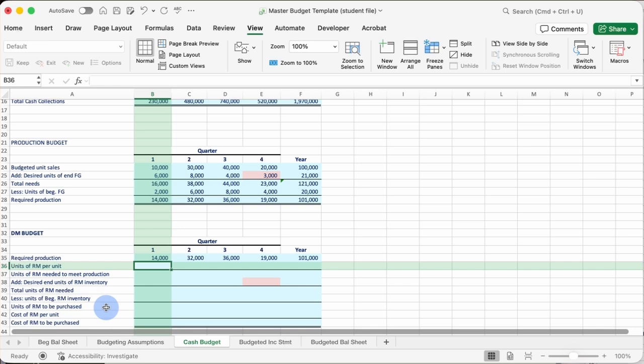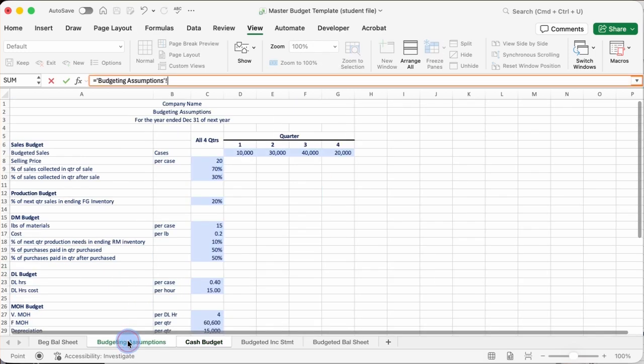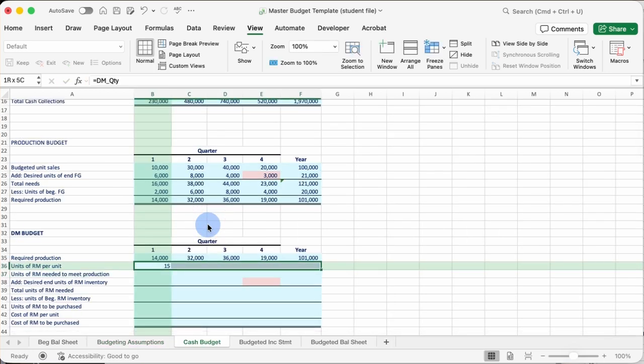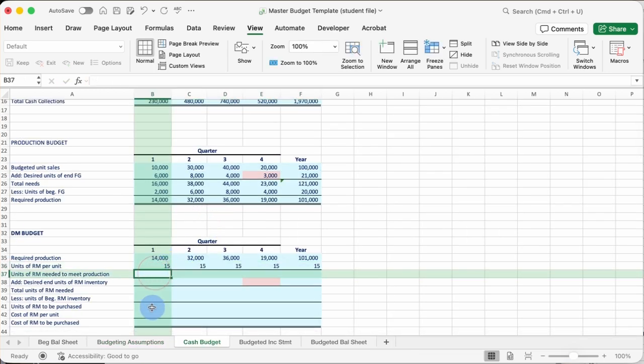And now we need to know how many units of raw materials we need per unit of production. And this is going to come from our budgeting assumptions. So we'll say equals, we'll go to the budgeting assumptions, and here we can see for direct materials, we need 15 pounds of materials per unit, which is a case that we produce. The cost is 20 cents per pound. So we'll select this 15, fill that to the right, and now we're going to do multiplication. The required units we need times the number of pounds per unit. Fill that to the right. And so now we know how much raw material we need for the purpose of production.